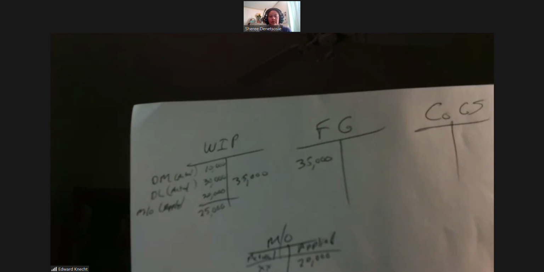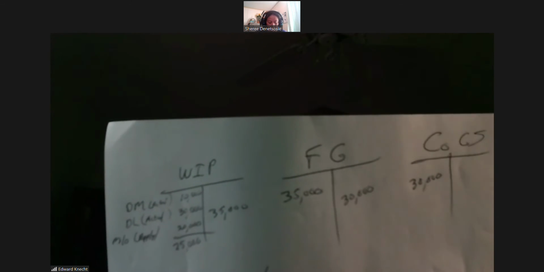Can you see it? Okay. So now we sell some of the goods. If we sell it, we debit, let's say we sell $30,000 worth. So what would we have to do if we sell 30,000? Well, that 30,000 would no longer be in the finished goods inventory, would it? It becomes an expense in cost of goods sold.